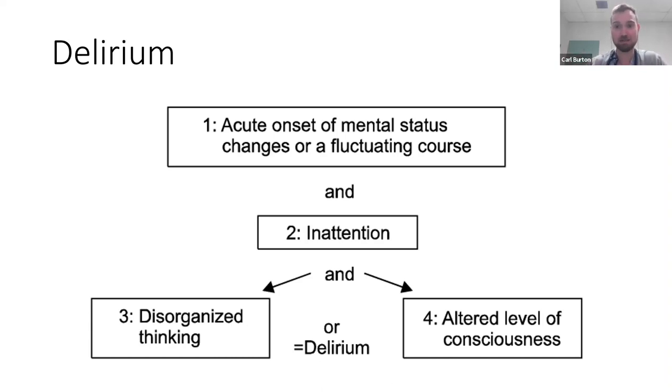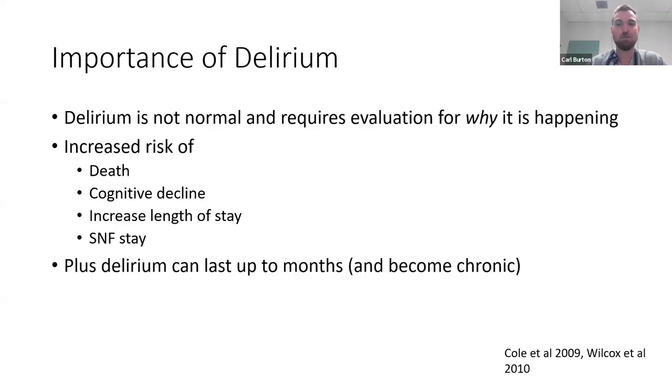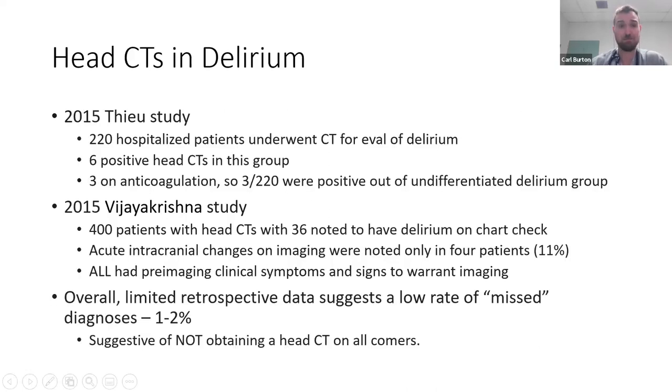So he satisfied the diagnostic criteria for delirium, so we know he's delirious. And why is that important? Delirium's not normal. We have to ask ourselves why it's happening. There's increased risk of death, cognitive decline, increased length of stay, and even institutionalization after the hospital stay. Plus, delirium can last months and lead to cognitive decline afterwards. So it is a big deal.